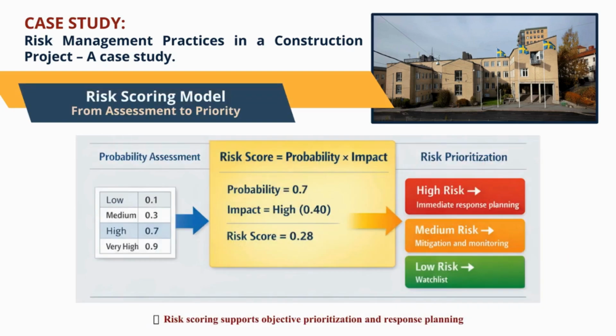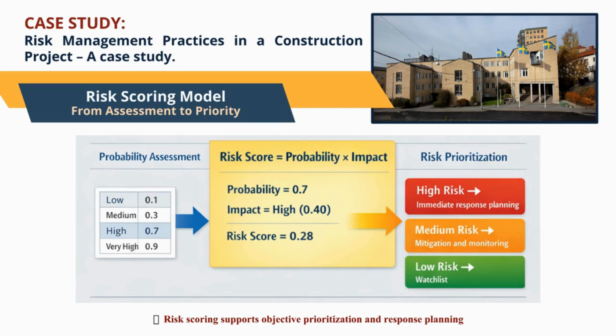The risk score is calculated by multiplying probability by impact. For example, a probability value of 0.7 combined with a high impact value of 0.40 results in a risk score of 0.28. This numerical outcome allows risks to be compared objectively and consistently.